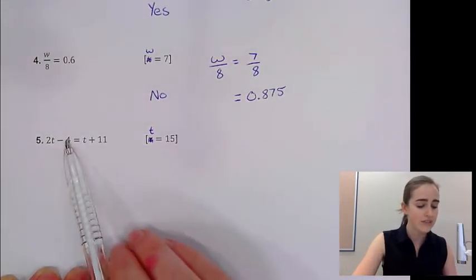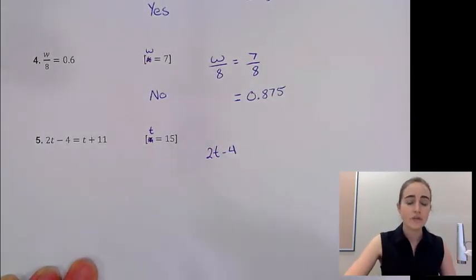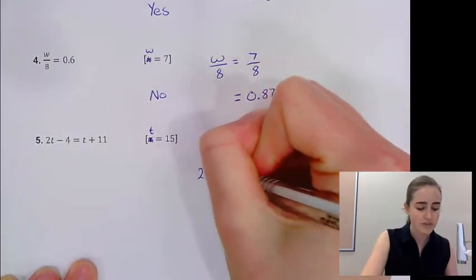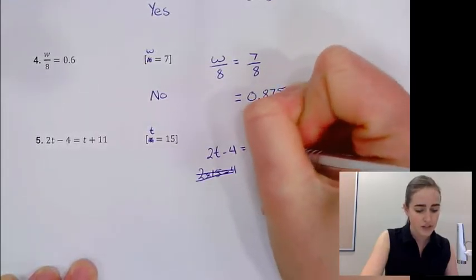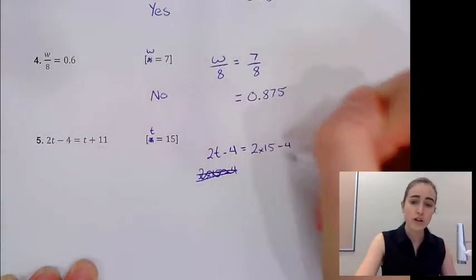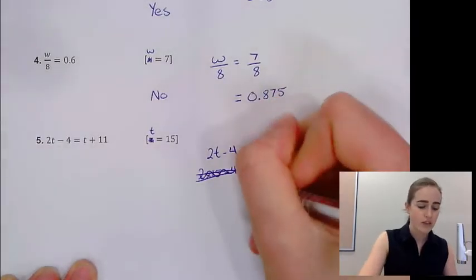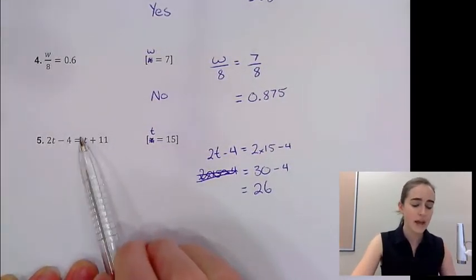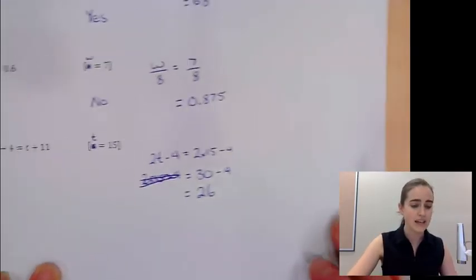So if we look at this left-hand side of the equation first, we've got 2t minus 4. If we substitute in our t equals 15, we'll have 2 times 15 minus 4. Nope, I shouldn't be writing that there, I should put that over here. 2 times 15 minus 4. Now 2 times 15 is 30, so we've got 30 minus 4, and 30 minus 4 is 26. But we don't have anything to compare that to because this side still has a t in it. So we're going to substitute into there now.